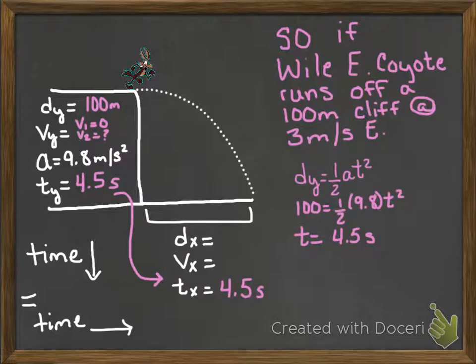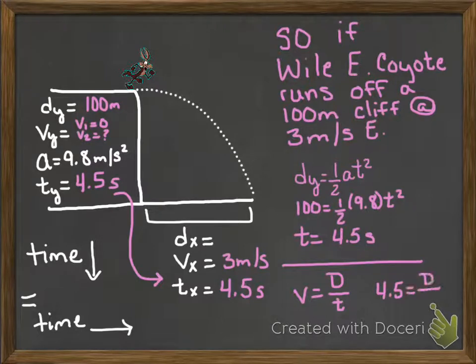So now I have my time, 4.5 seconds, and I know that the horizontal velocity, the speed that Wile E. Coyote runs off the cliff, is 3 meters per second. That's not going to change. If we ignore air resistance, he's going to be going 3 meters per second in the x direction the entire time. So I can use this formula, v equals d divided by t, and I know that my time is 4.5.